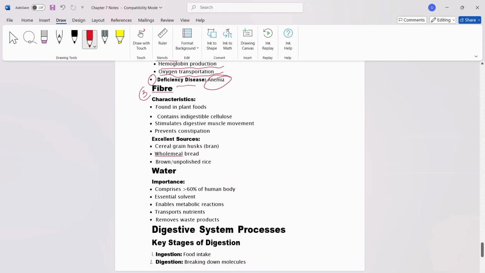Now let's talk about fiber. Characteristics include being found in plant foods, containing indigestible cellulose, and stimulating digestive muscle movement. It prevents constipation. The excellent sources are cereal grain husk, bran, whole bread, brown unpolished rice. Water. The importance of it includes that it comprises greater than 60% of the human body. It is an essential solvent, enables metabolic reactions, transports nutrients, and removes waste products.